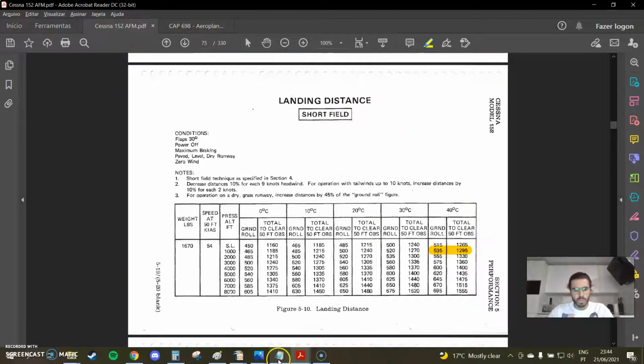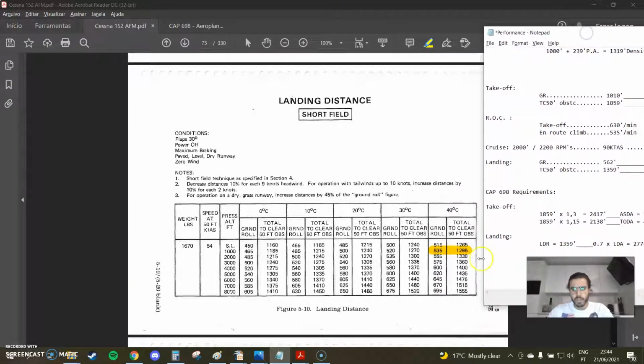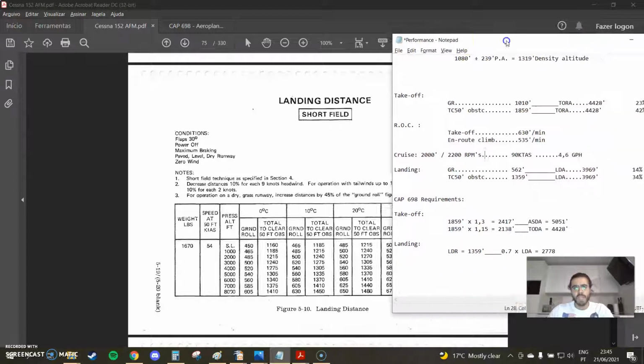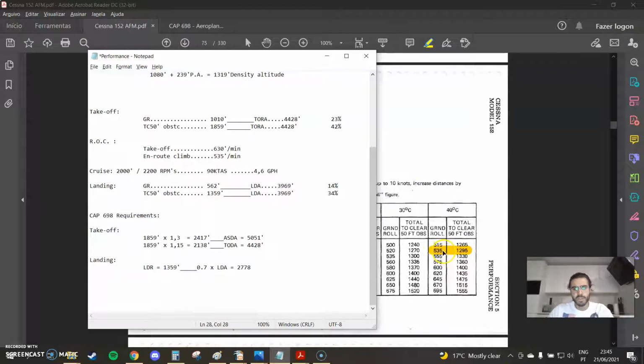All right, rotate this one. And once again, it's the same thing, where I'm gonna take these values, which once again should be sea level, 30 degrees, right? These ones, but this is a short field landing, so we'll go one line down, one column to the right. So the school does this. It's the worst case scenario again. So 535, 1295. And if you come here, for landing, instead of 535, I have here 562.